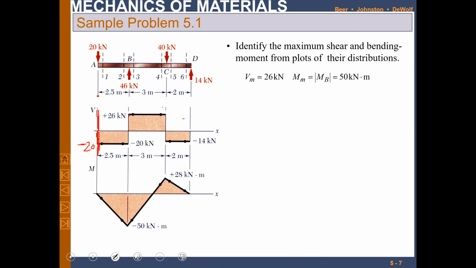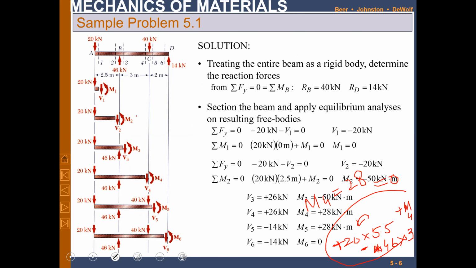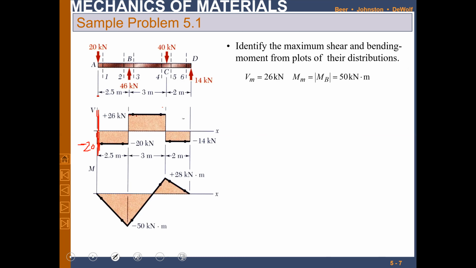This is plus 26, and 3 and 4 will be plus 26, and then we will drop further to minus 14, because this is positive and this is negative. Then we will go to minus 14, and here we will end this one, and then here it will be again, right?